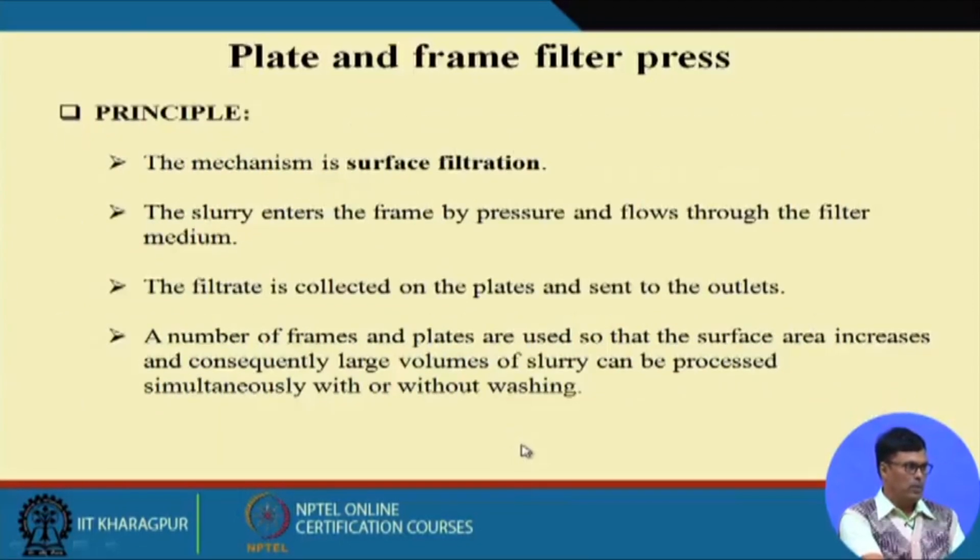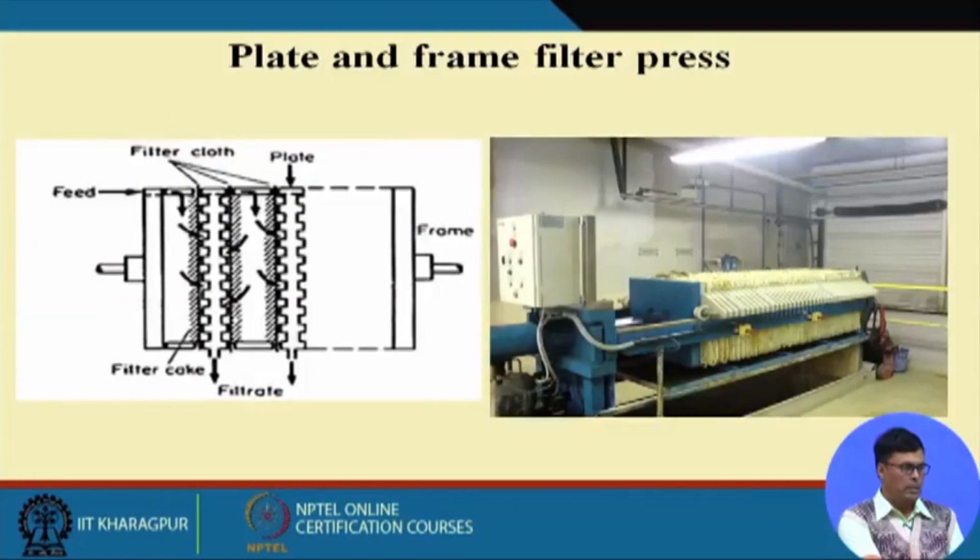This is in practice, because then what is the principle? The mechanism is surface filtration: the slurry enters the frame by pressure and flows through the filter media. The filtrate is collected on the plates and sent to the outlet. The number of frames and plates are used so that the surface area increases, and consequently a large volume of slurry can be processed simultaneously with or without washing. This is largely in practice in the baker's industry.